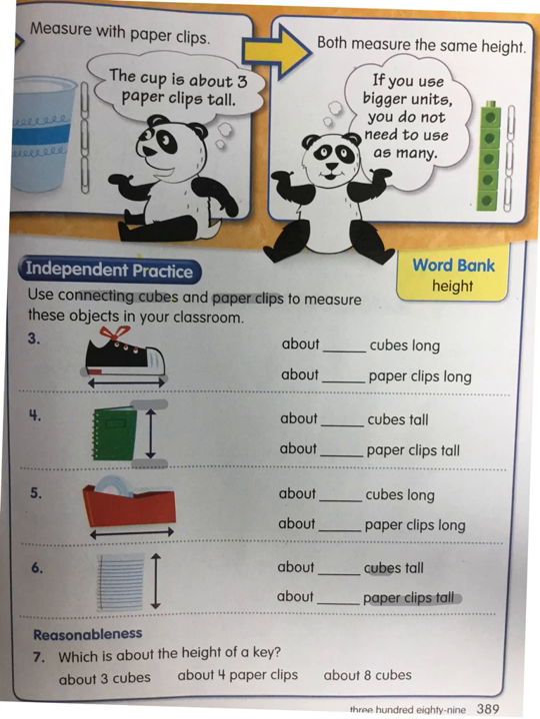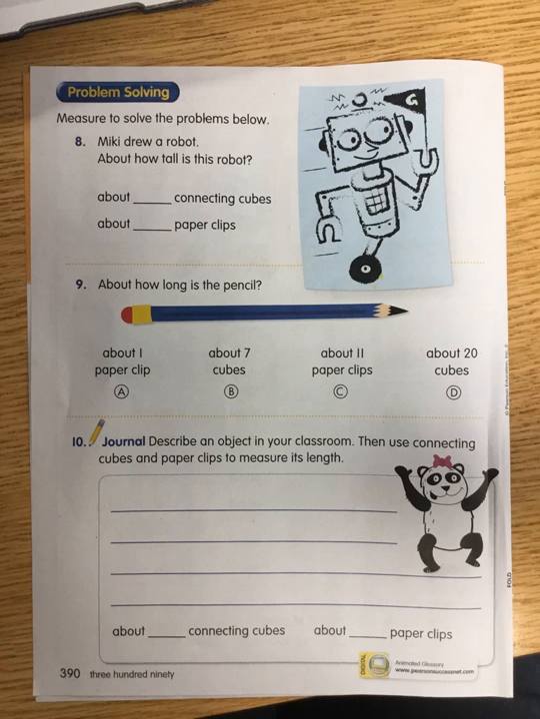So a key, like you would lock a door with, would it be about 3 cubes, about 4 paper clips, or about 8 cubes? Take your best estimate. Go to the back. All right, number 8. Measure to solve the problems below. Number 8.